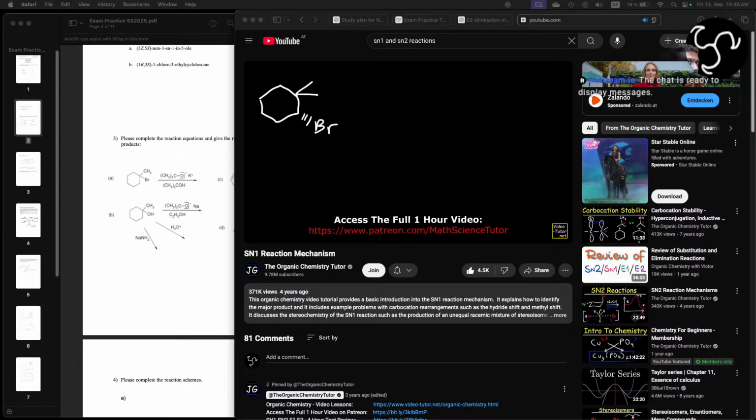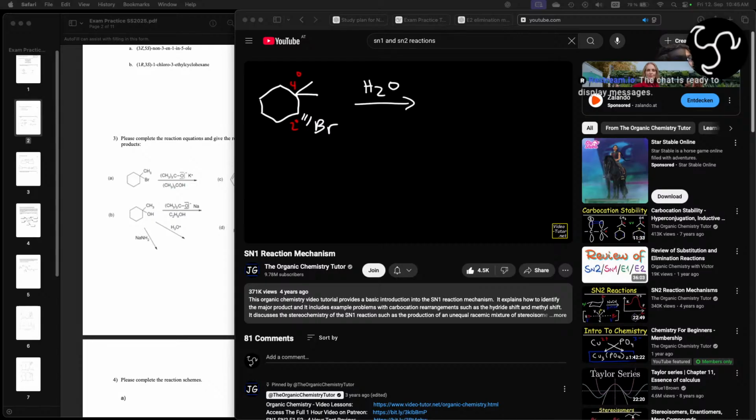So here we have an alkyl halide, in this case a secondary alkyl halide, that is adjacent to a quaternary carbon. If we react it with, let's say, water, what's going to be the major product in this example? Draw the major SN1 product.